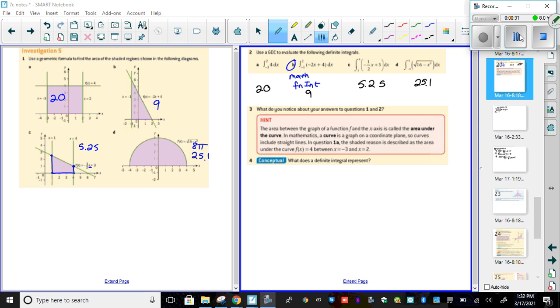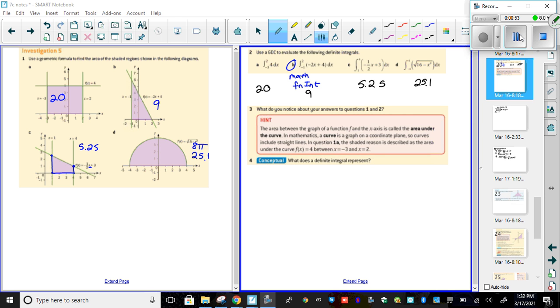They're the same. They are exactly the same. Hence the reason I'm showing you a double screen right now. The area itself is the same as this integral. So therefore, what does a definite integral represent? The area under the curve.